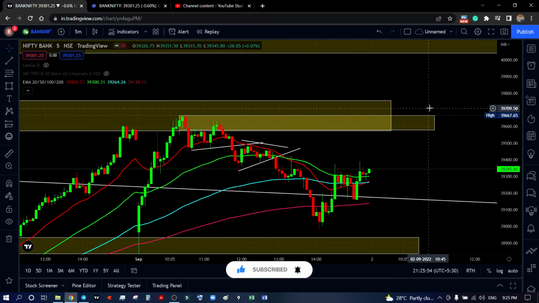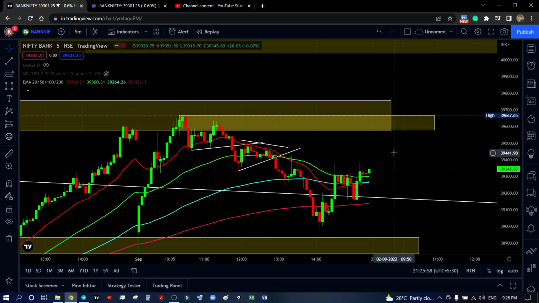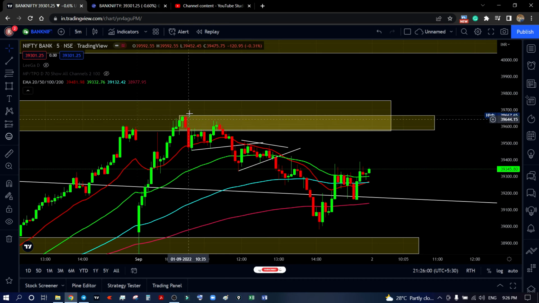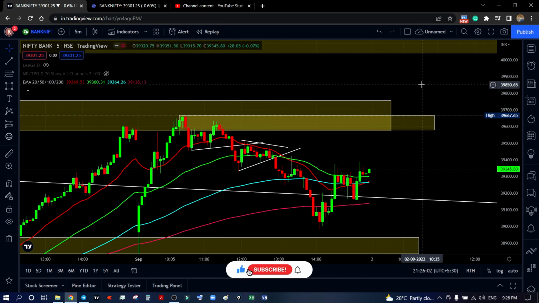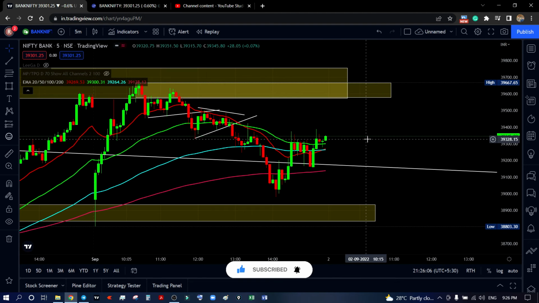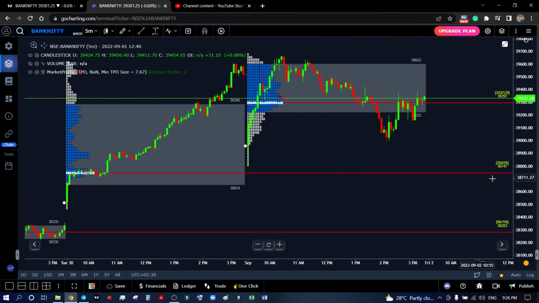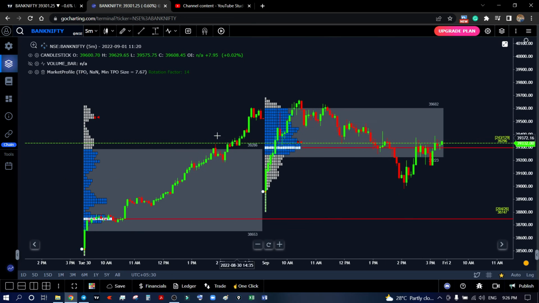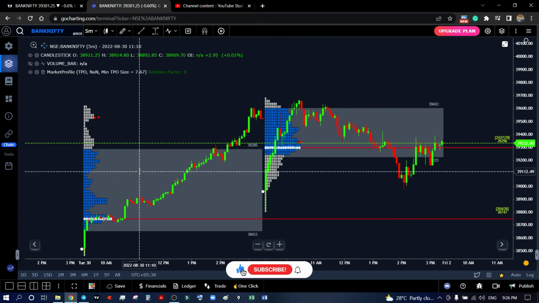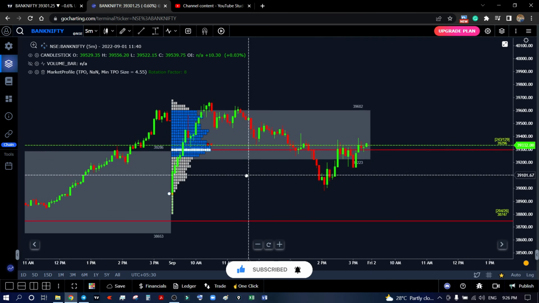So tomorrow, if market is moving on the higher side, then the higher probability is that market may break this high and go to the higher levels. But still we are having a very wide R factor, so we have to be very light and very careful. From the market profile structure, yesterday's market profile structure was not very good, but today we are having somewhat good market profile structure.